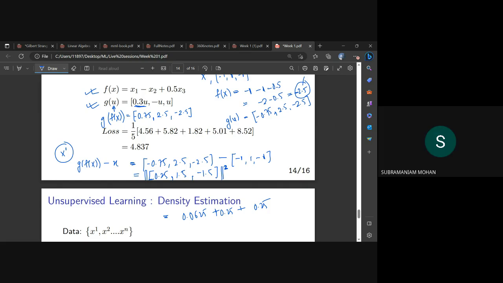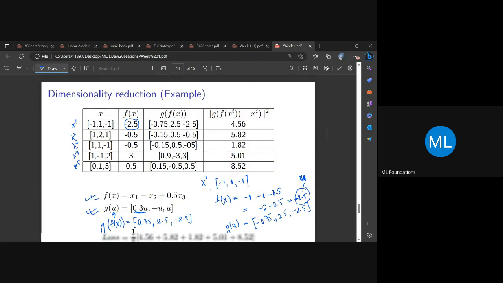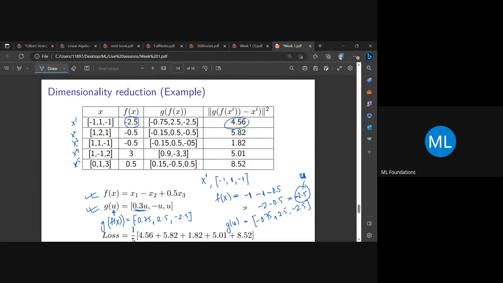2.25, yes, right, the same as the previous one. So if you add this, you should get 4.5625. So you see that you get 4.56.